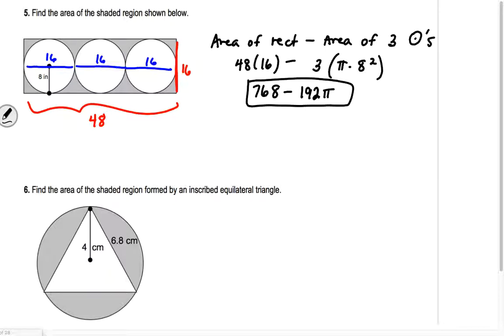But again, if you wanted to get an approximation, and a lot of geometry teachers will ask you to do this, they'll ask you to write the exact answer and the decimal approximation. We get 164.814 inches squared. All right, does this make sense? Do you guys get it?